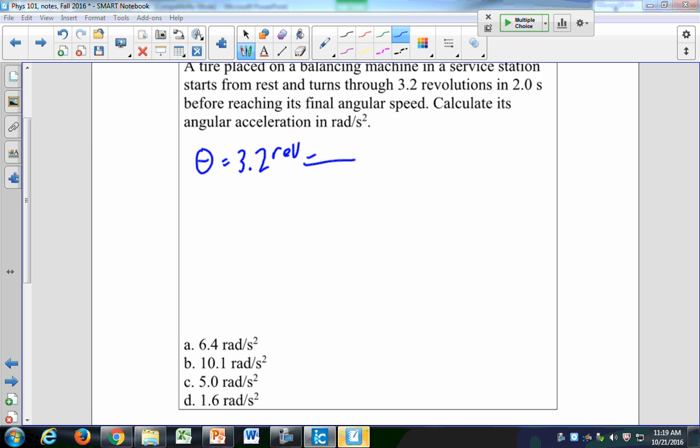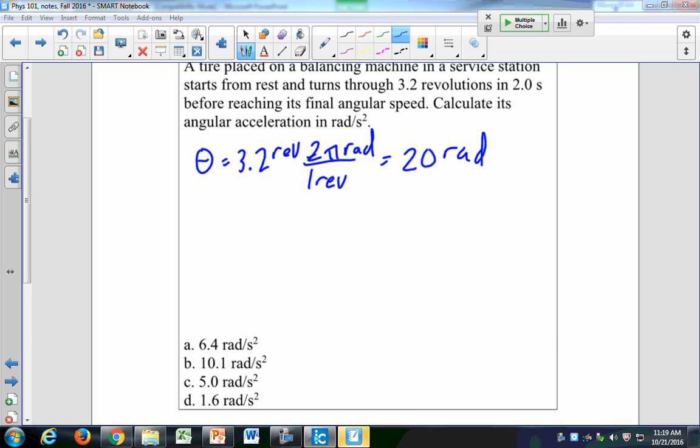I say 1 revolution is 2 pi radians. And so that's going to be 6.4 pi. What is that? 19-ish? 20? 20 even? We'll just call it 20. All right, so 20 radians.